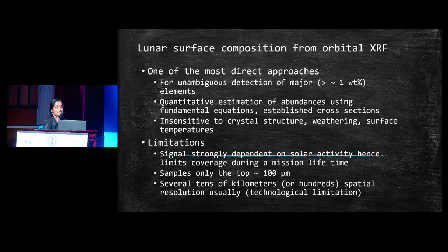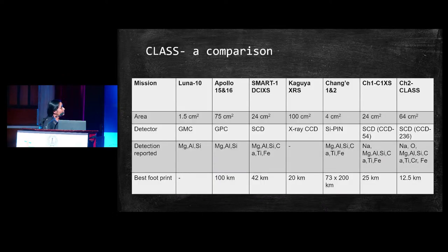Also, technologically, X-ray spectrometers have tens of kilometers of spatial resolution that is achievable, whereas if you use visible or IR spectrometers, you get hundreds of meters. So those are limitations. X-ray fluorescence has been done, and in fact, the very first USSR experiment, Luna 10, had an X-ray fluorescence spectrometer, but there are no results.